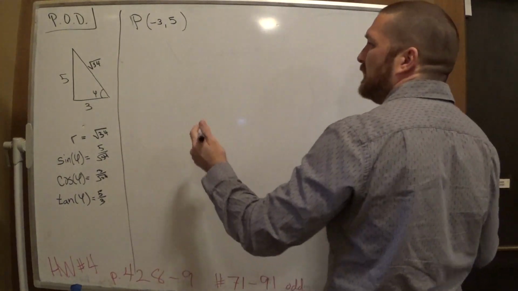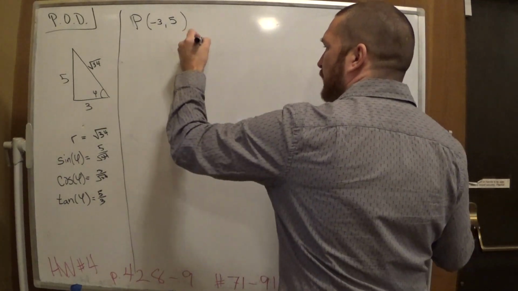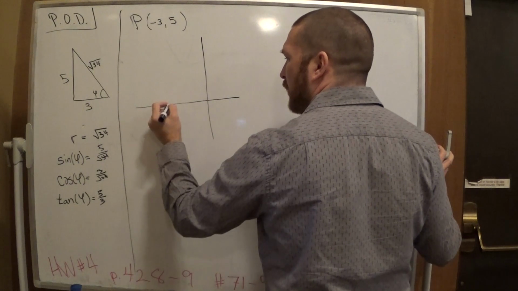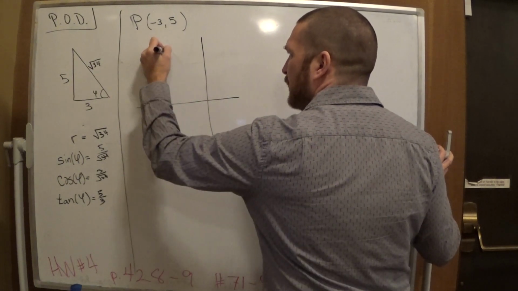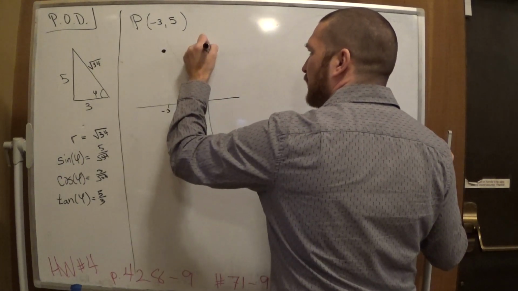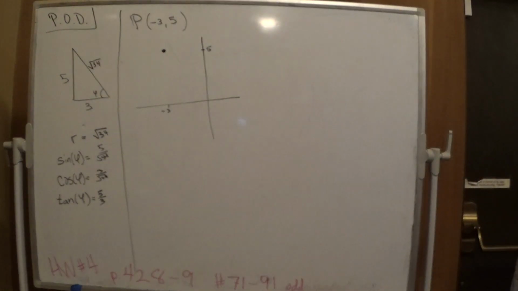And you could have asked, where is that point? You go over to -3, you go up to 5, and there's the point. Your book is going to say: find the values of the trigonometric functions of theta if theta is in standard position and P is a point on the terminal side.